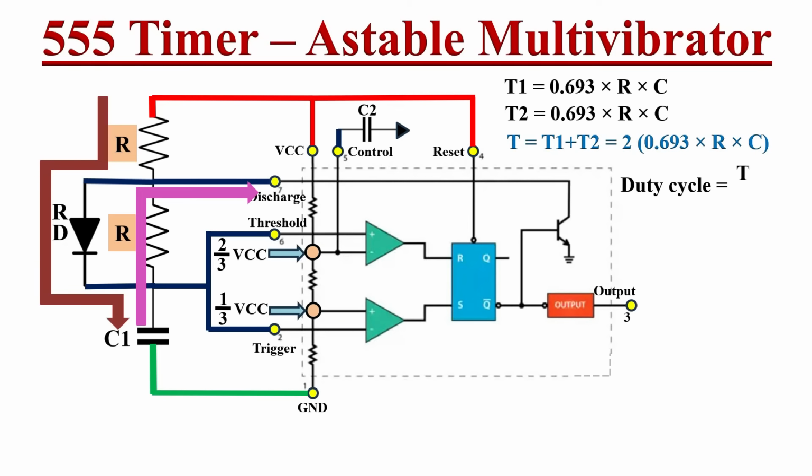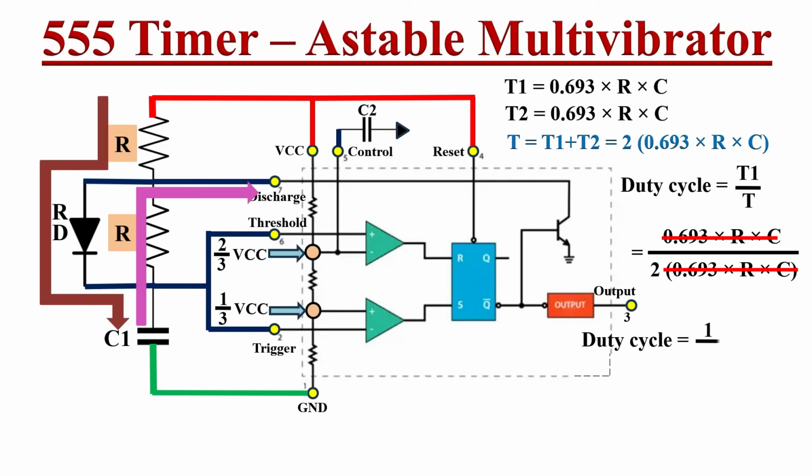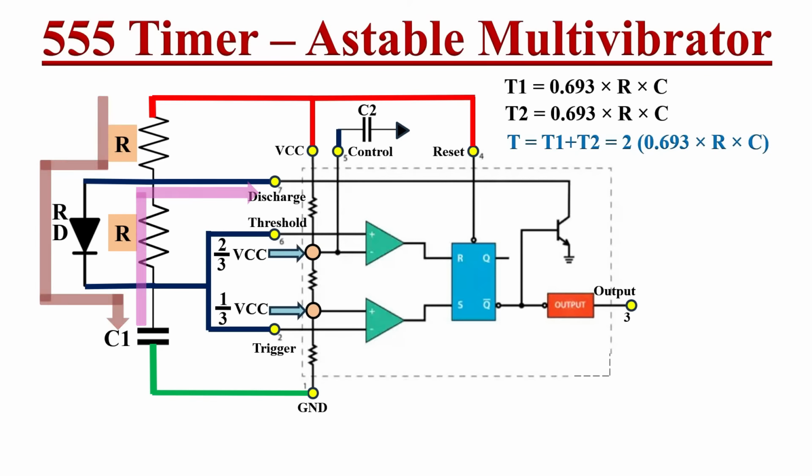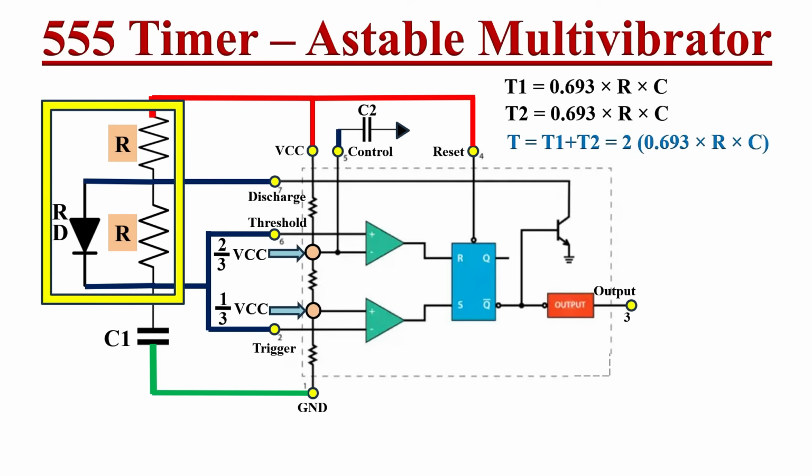Now duty cycle equals T1 by T. So that equals 0.693 into R into C divided by 2 times 0.693 into R into C. Here we can cancel out these two terms. Hence our duty cycle will be 1 by 2, that equals 50%. So by using an ideal diode and two equal value resistors, we can achieve a 50% duty cycle at the output of the 555 timer IC.